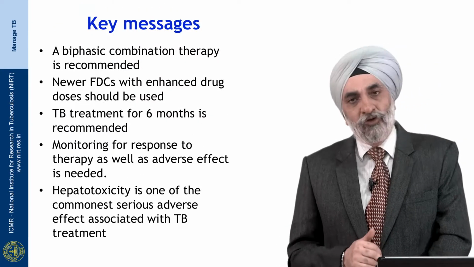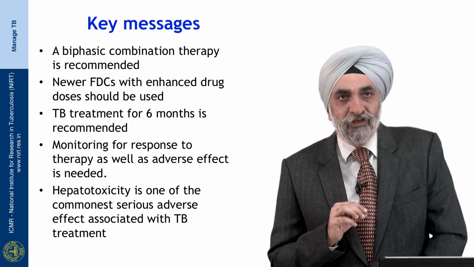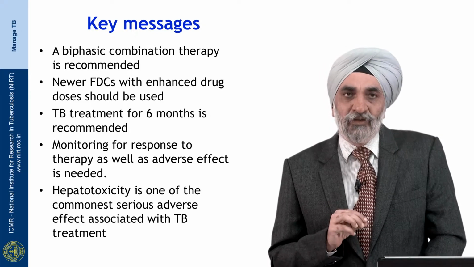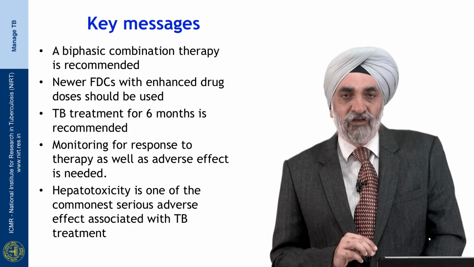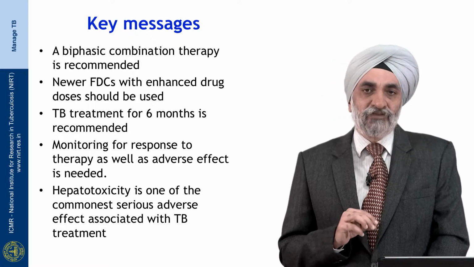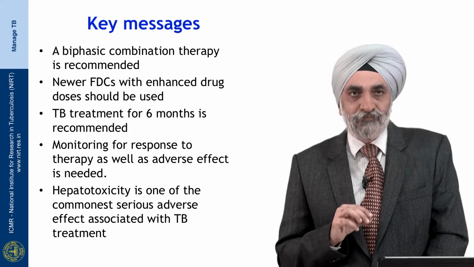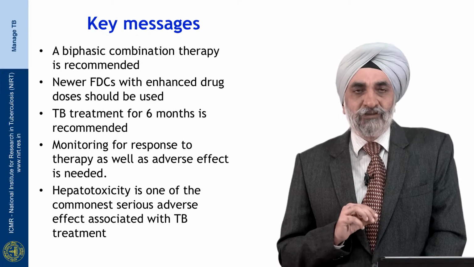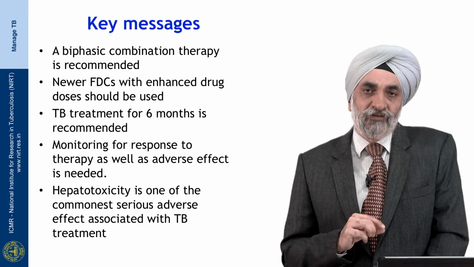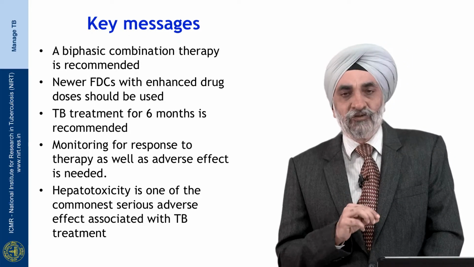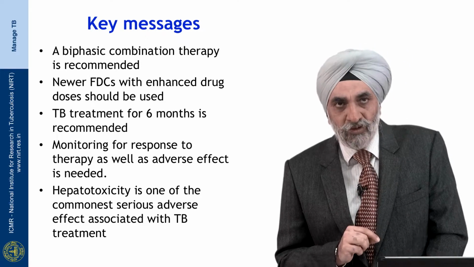Remember, what I told you was that childhood TB is treated with a biphasic combination therapy, which is usually given for 6 months, except when you are treating osteoarticular TB and TB meningitis, when it is treated for 12 months. Remember that you need the right combination of fixed drugs. The newer FDCs with enhanced high drug doses in the right ratio should be used.